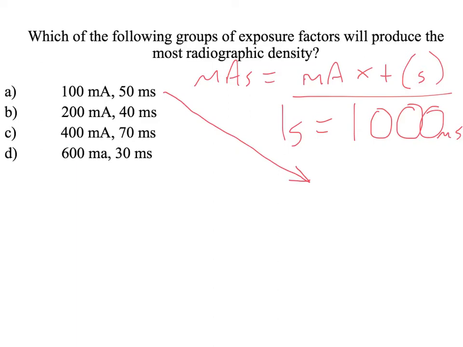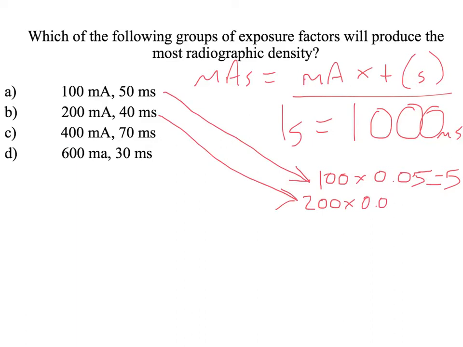So, to figure out the first one, it's going to be 100 times what? 0.05. Yep. Does anyone want to shout out what the answer is to that? So 5. Okay. The next one down is going to be 200 by what? 0.04. Correct. By 0.04, and that's going to give me 8.